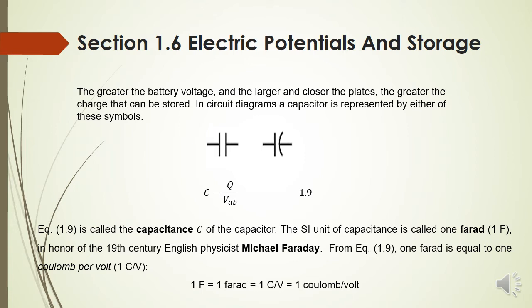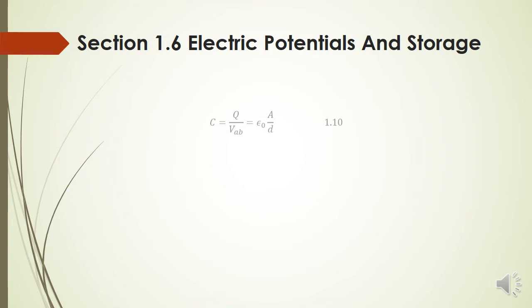Now, capacitance is a measure of the ability of a capacitor to store energy. Okay? Capacitor is the device. Capacitance is the ability of the capacitor, how much energy it can store. So, in equation 1.10, capacitance is also equal to EO times the area of the capacitor over the distance between the two plates within the capacitor.